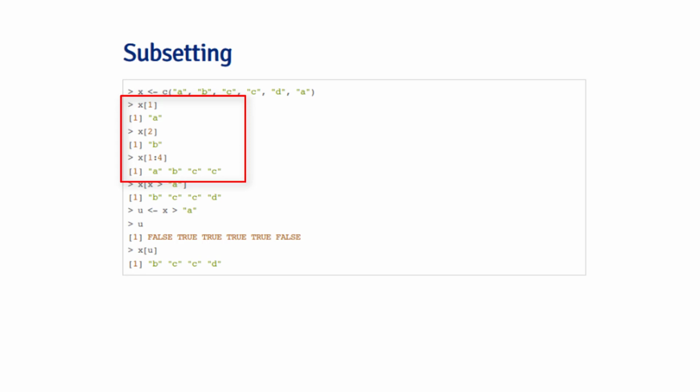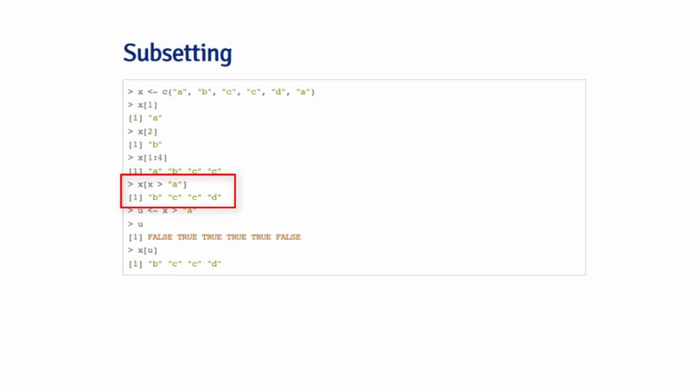Another type of index that you can use is the logical index. In this next example, I'm going to subset the vector x and I only want all the elements that are greater than the letter a. It might seem strange to you that I'm using the greater than sign with letters instead of numbers, but there is a lexicographical ordering to the letters, and all the letters that are greater than a are letters like b, c, d, e, etc. So what I get returned to me is a character vector that only contains the letters that are greater than a. Here I've got b, c, c and d.